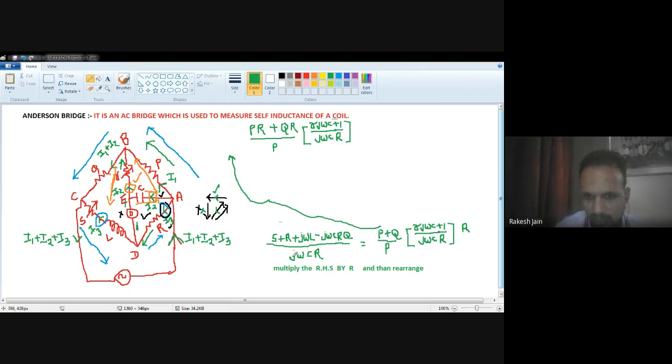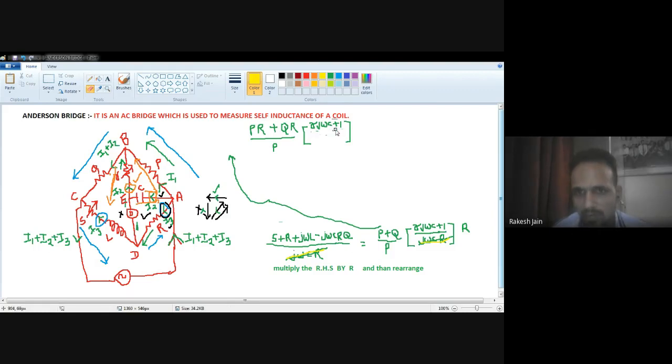At this side, j omega CR to j omega CR will cancel out. I already cancelled them. Once again, see with this yellow color, I am going to cancel out these two. So this right hand side will be PR plus QR divided by P multiplied by R j omega C plus 1. No need to write down this j omega CR now because I have already cancelled out that term. So only R j omega C plus 1 will be remaining at the numerator side, and at the denominator side only P will be remaining.